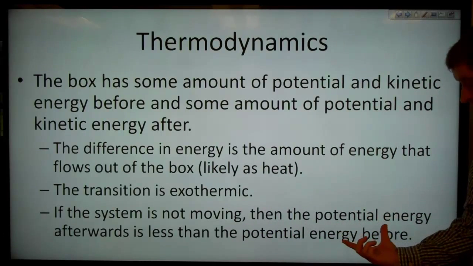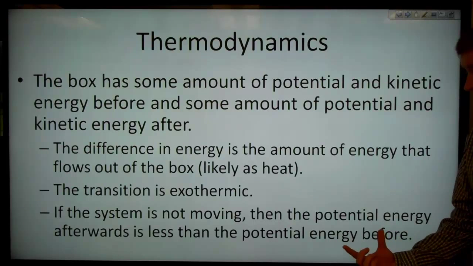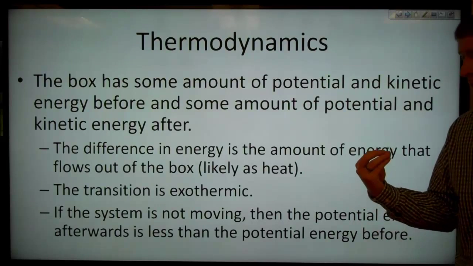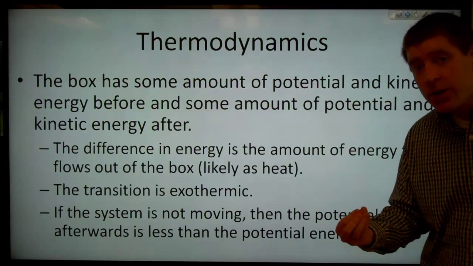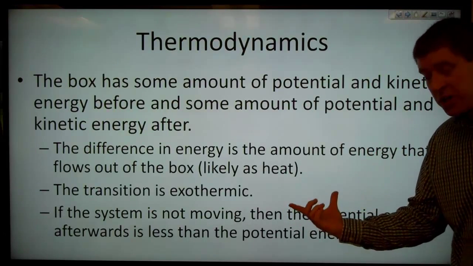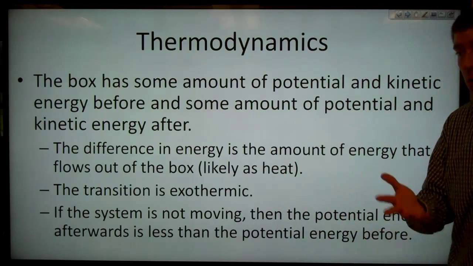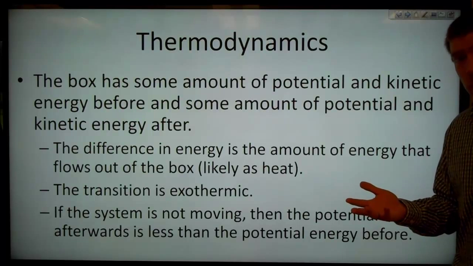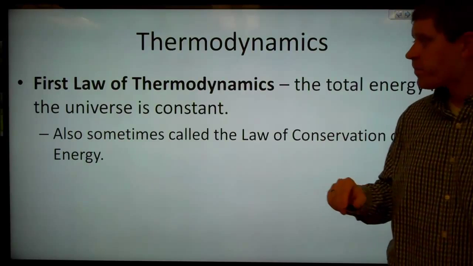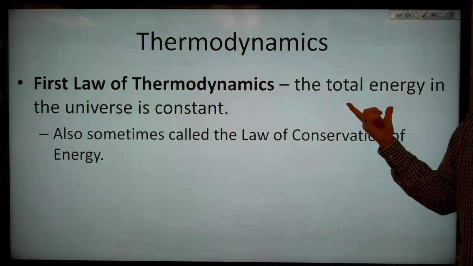If our system is not moving, then that means that the potential energy afterwards is less than the potential energy before, because if the system is not moving, the kinetic energy is zero, and that means that this loss in energy can't be from a loss of kinetic energy, it's got to be from a loss of potential energy. So where is that potential energy being lost from? What sort of potential energy is that? That's chemical energy. So remember, the first law of thermodynamics says the total energy in the universe is constant.